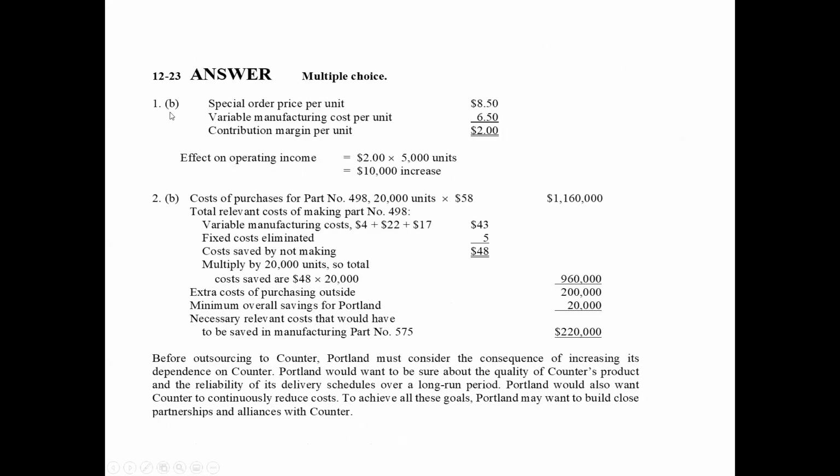How is that calculated? Again, the special order price was $8.50. The only relevant cost in this case would be the variable manufacturing cost per unit of $6.50, giving us a contribution margin per unit of $2. The effect on operating income would be, again, $2 times 5,000 units, or $10,000.